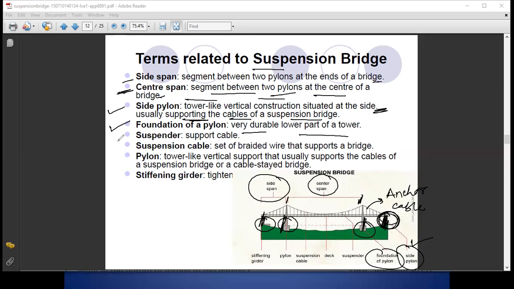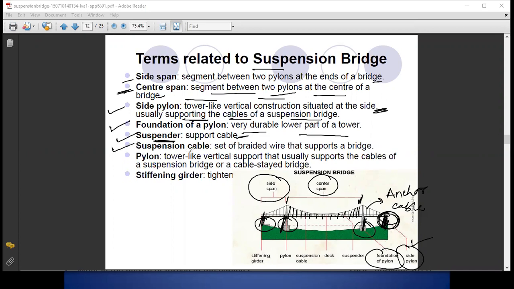Okay, next is the suspenders. The vertical cables connected to the deck slab and the suspension cable, which transport the load from the deck slab to the suspension cable, are called suspenders. That is called a suspender, which is also called a supporting cable.